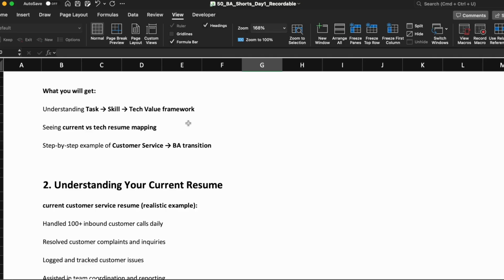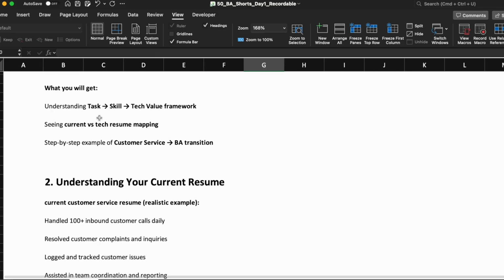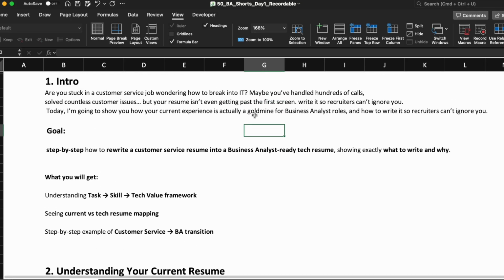So we'll see the current versus the tech resume mapping. One thing I forgot to mention at the beginning: the current experience. Most of the students are worrying, I don't have an IT background. I'm saying your current job is the gold mine for your business analyst role. Trust me, after this video, you will know why I'm saying this statement. So let's take a look.